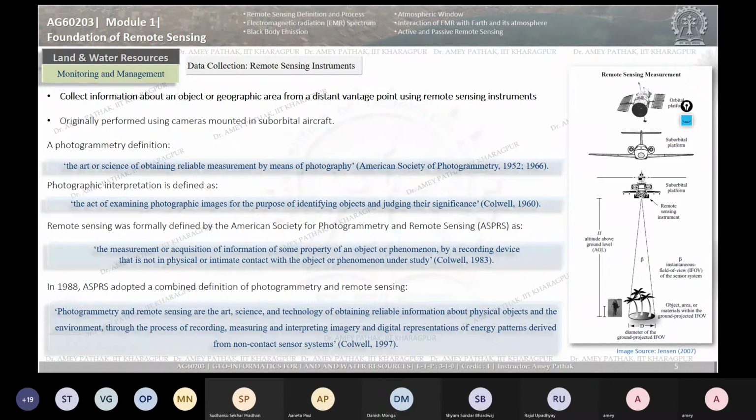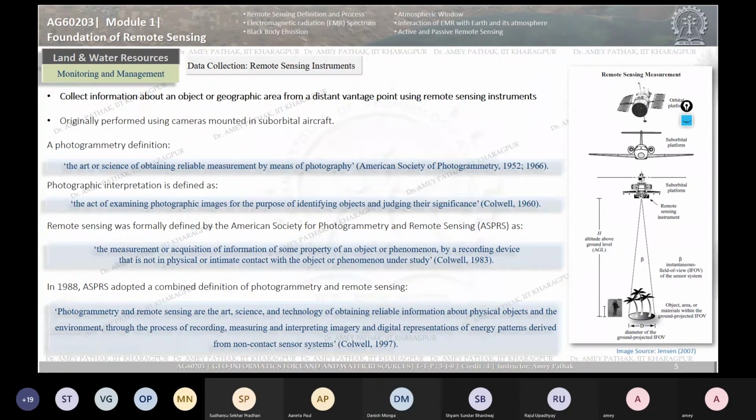Instead, photogrammetry was widely popular, and the definition of photogrammetry is given here: the art and science of obtaining reliable measurement by means of photography. This definition is given by the American Society of Photogrammetry. Interpretation is defined as the act of examining photographic images for the purpose of identifying objects and judging their significance.